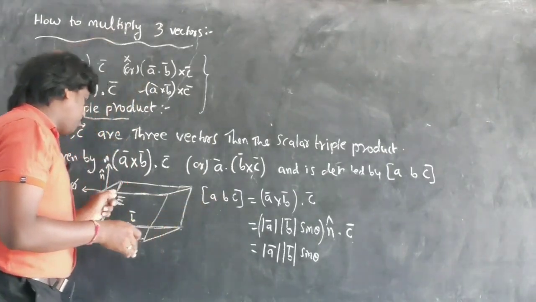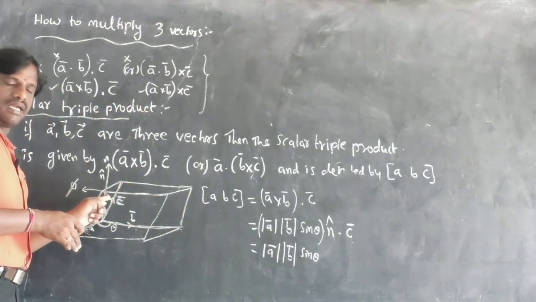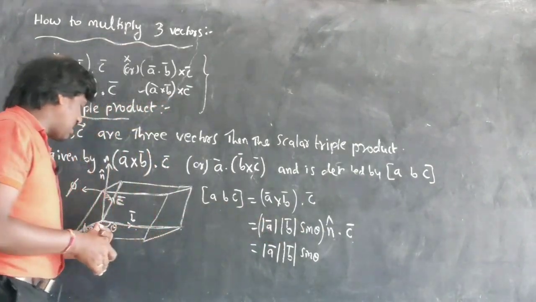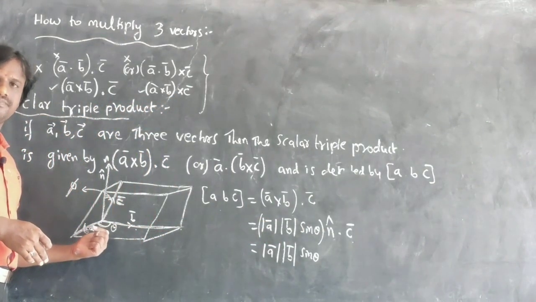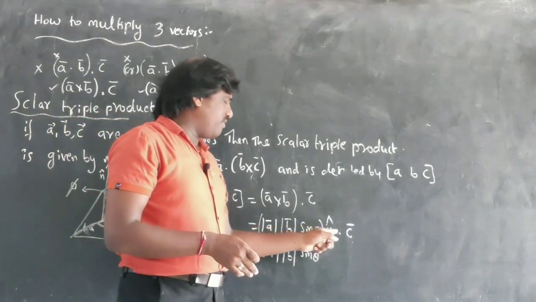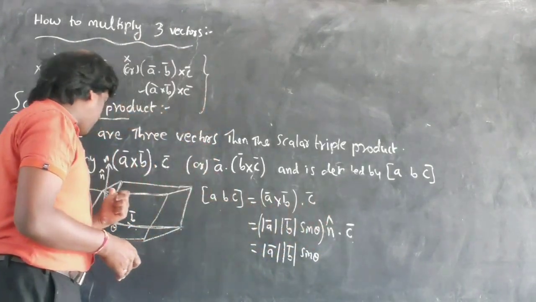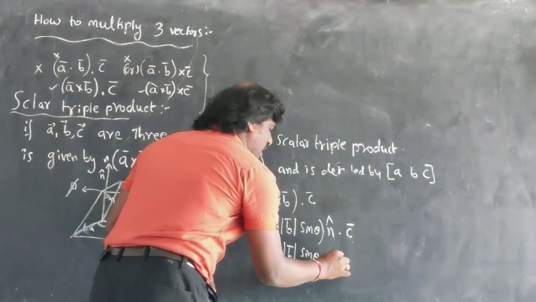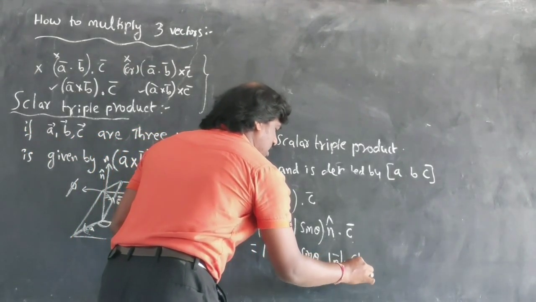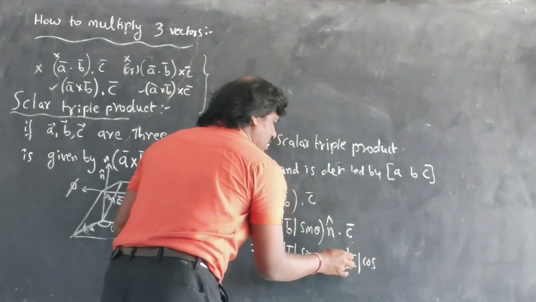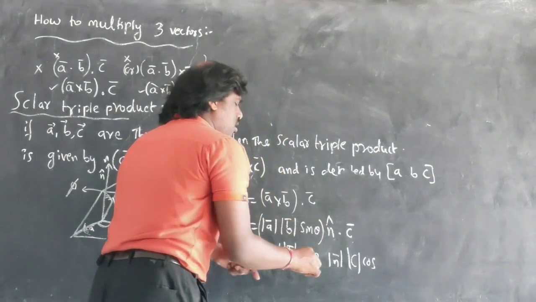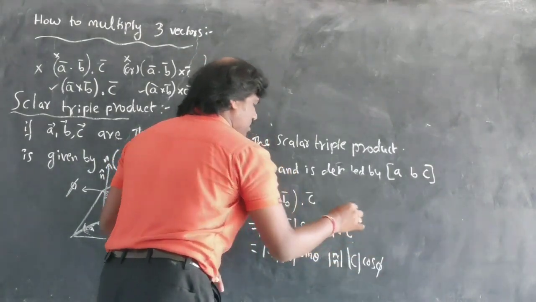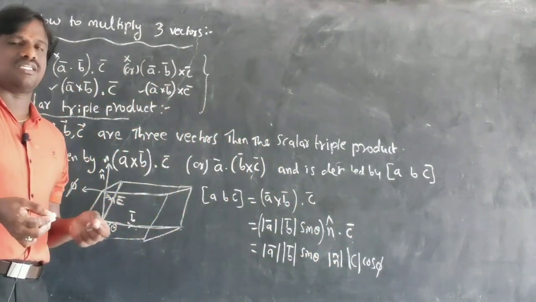But here the angle is pi. It was theta, so I wrote mod A mod B sin theta because the angle between A and B is theta. Now the angle between n cap and C cap is pi, and n is a unit vector. I can write it as mod n cap dot mod C cos pi. I will get mod A mod B cos theta, like that.